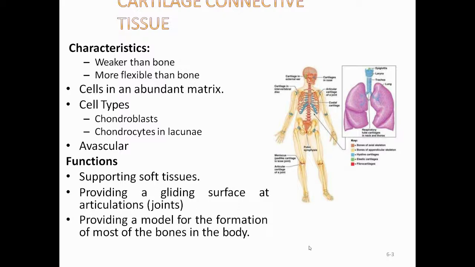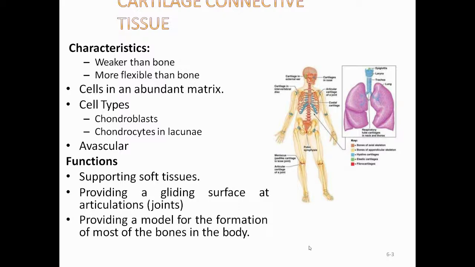Now we will study cartilage connective tissue. What are its characteristics? It is weaker than bone, but it is more flexible than bone. It has cells in an abundant matrix. What kind of cells does it have? Chondroblasts and chondrocytes in lacunae, and it is avascular.